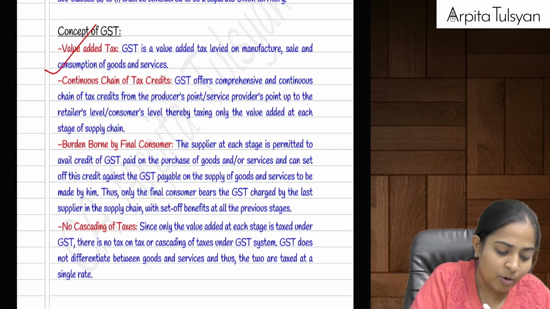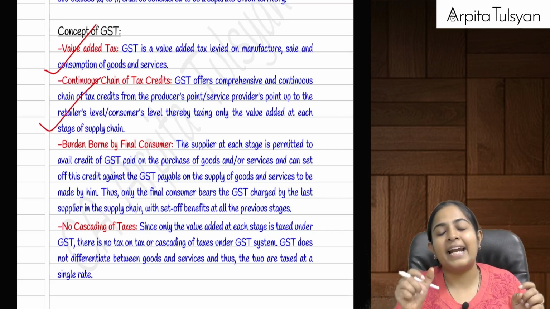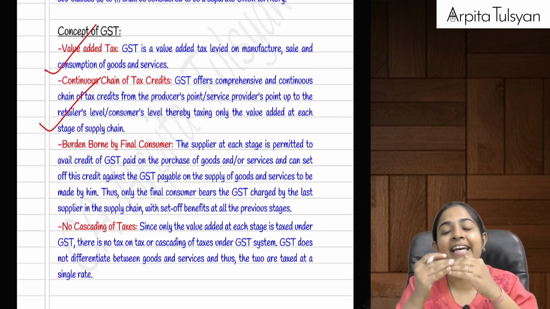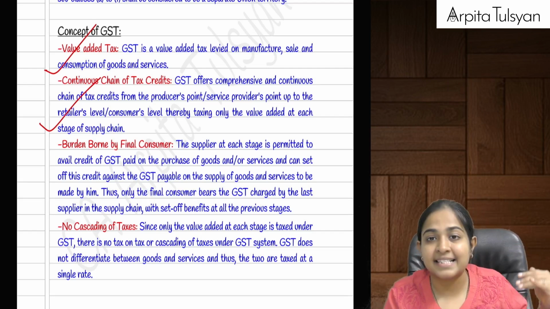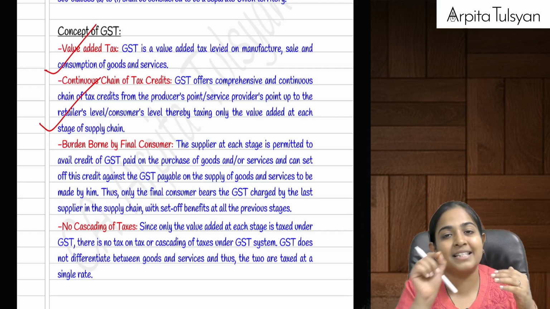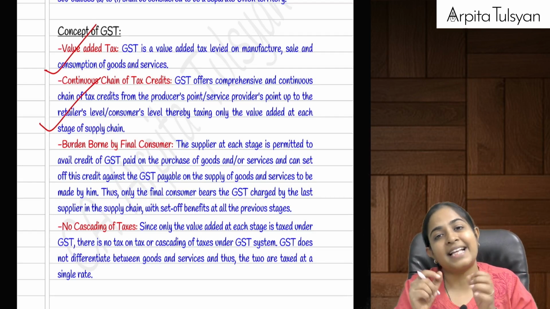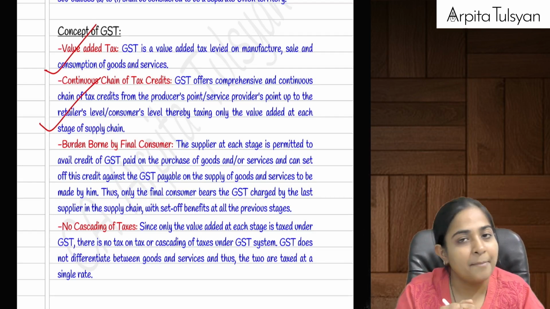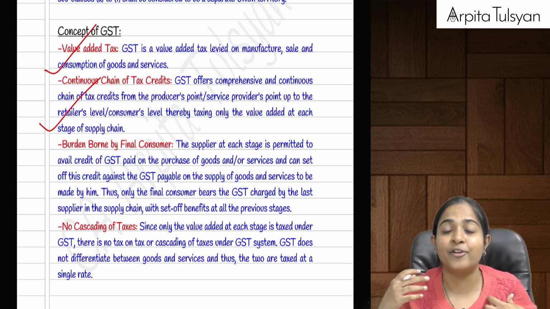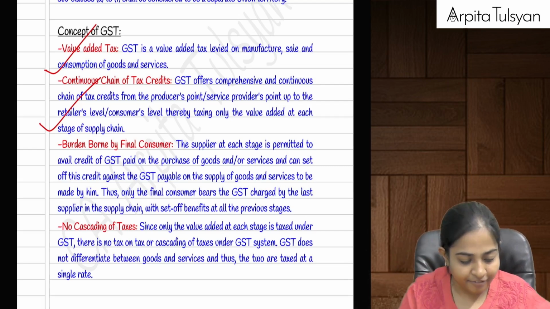Credits are allowed at every level, and therefore the amount of taxes that we have already paid at the time of purchase will be subtracted from my output tax, and we are responsible to pay only the balance taxes. That is the entire lifeline of our GST.